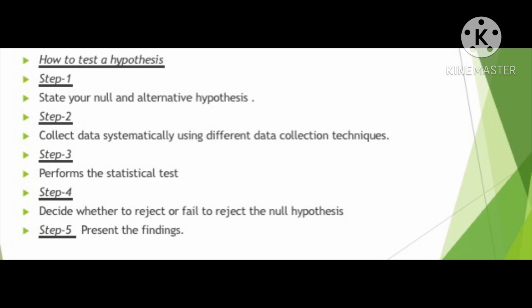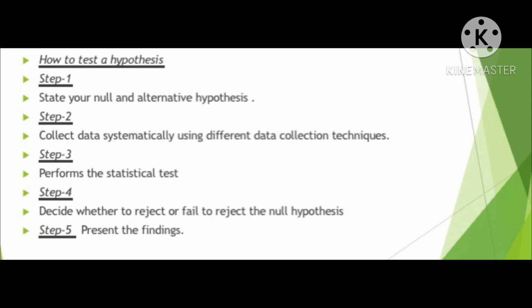In the second step, we are collecting the data systematically using different data collection techniques. For example, in the previous example, we can collect data on the performance of students who are undergoing physiotherapy, how they are performing in the field, and those who are not undergoing physiotherapy, how they are performing in the field. We can conduct the experiment in different age groups, or we can collect the data from different age groups. What is the third step?